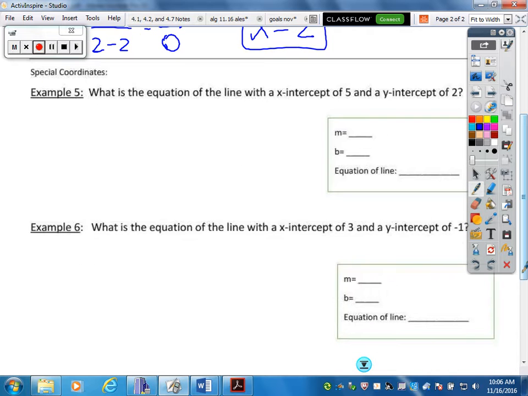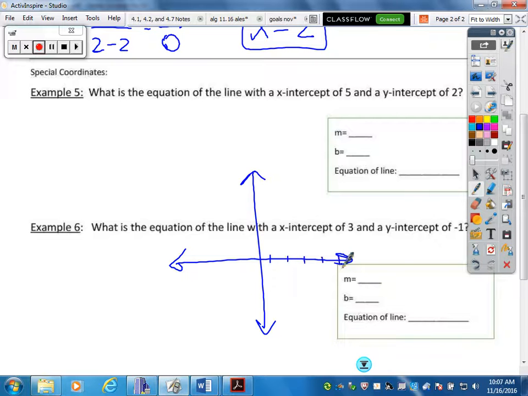And lastly, we have some special coordinates. Example 5 says, what is the equation of the line with an x-intercept of 5 and a y-intercept of 2? X-intercept of 5. If we think about that, well, I've really given you a point there, haven't I? Because an x-intercept is where a line crosses the x-axis.